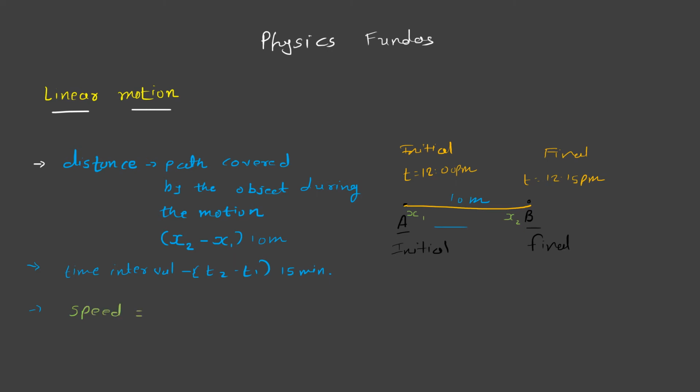What is speed? In particular, the definition of speed is the distance covered within a unit time. Distance covered within a unit time will be considered as speed. Sorry, my bad. So we can say that speed is nothing but distance divided by time.